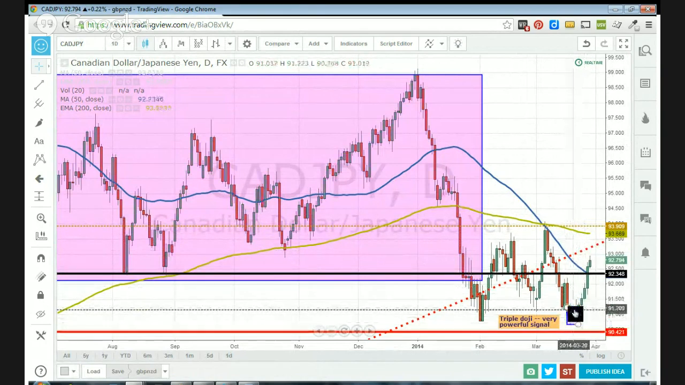But this is a very powerful signal right here. 3 dojis in a row at a minor support level. You can see support was established here a little bit. So these 3 dojis, very powerful. We saw something similar on pound dollar last month, which was a great trade for me. So whenever you see a triple doji at a support level, I think that's just a really powerful signal.